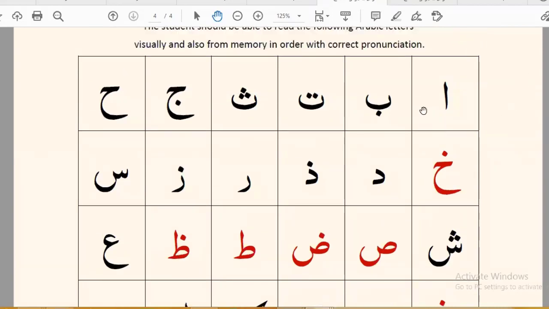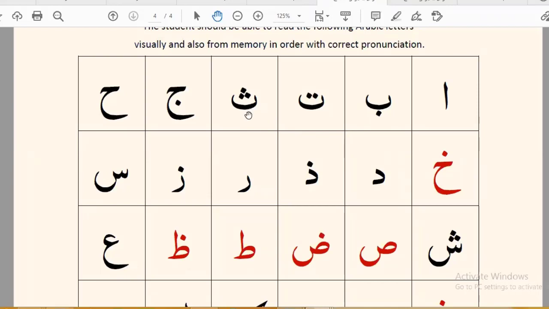Let's go to the top and I want you to tell me what this letter is. Alif. Excellent. This one. Ba. Excellent. This one. Ta. Excellent. Good. So both of these letters we need to say with the smiling face. One more time. Ba. Ta. And what's this one?